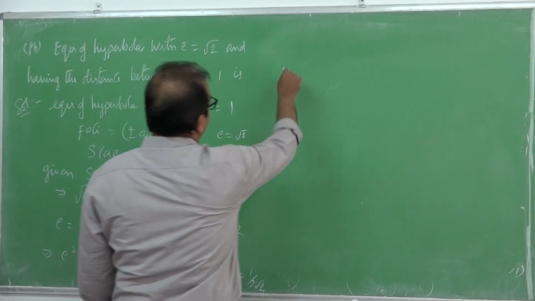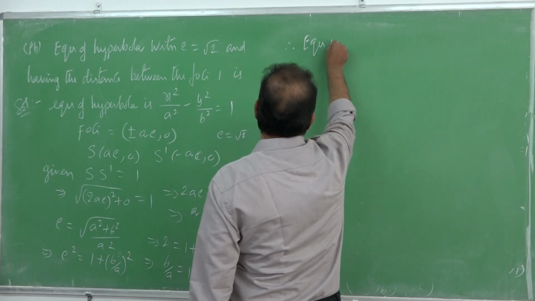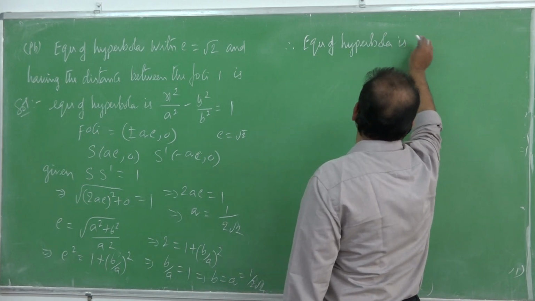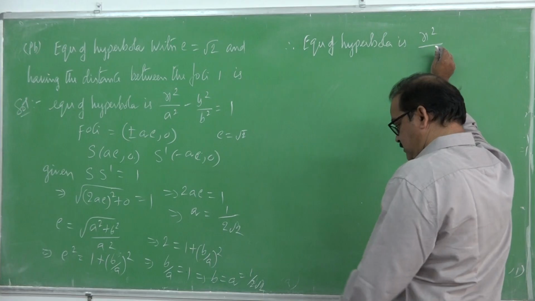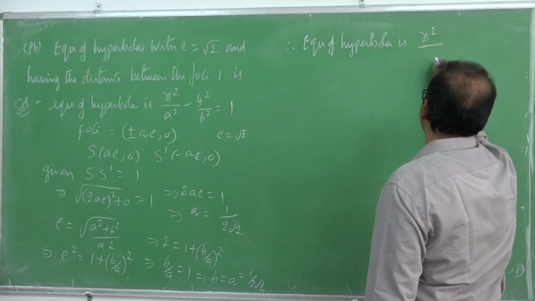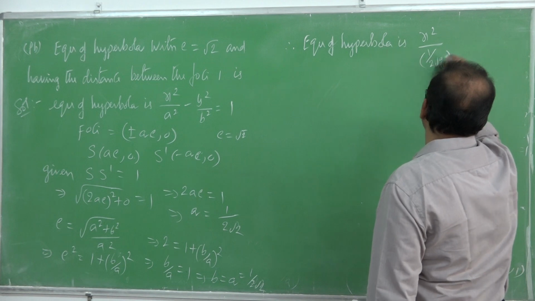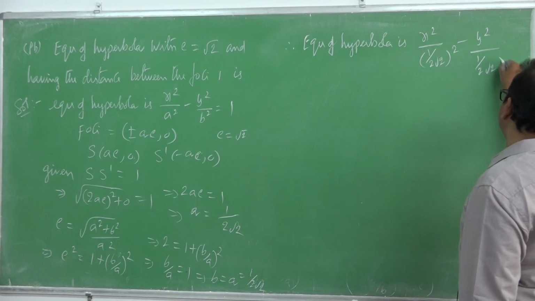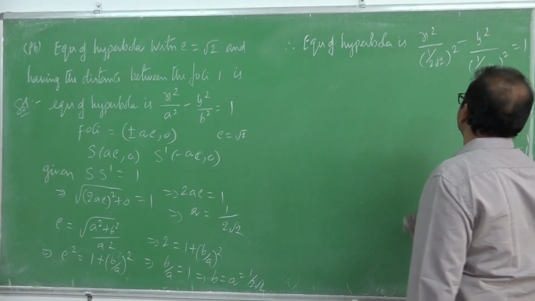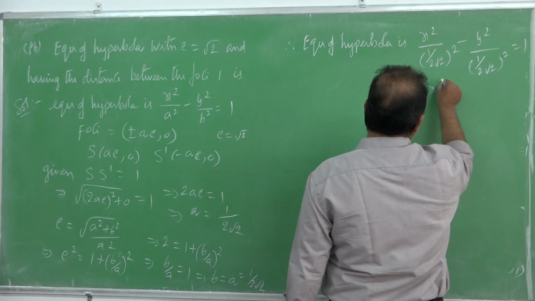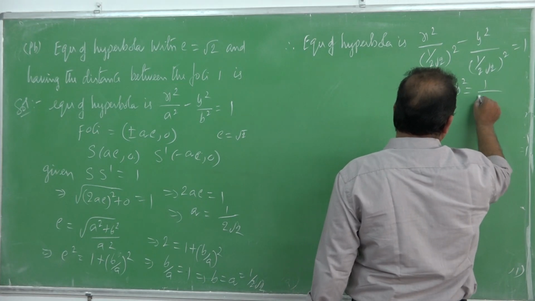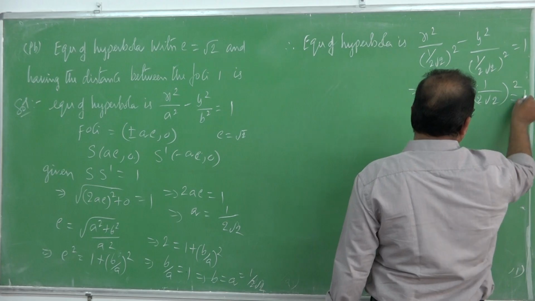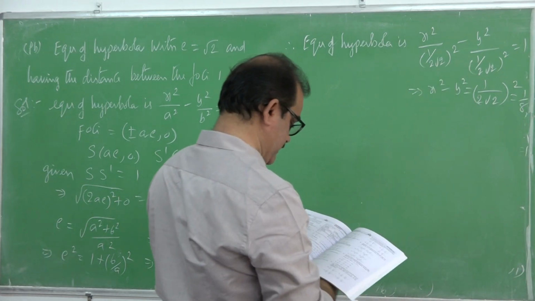Therefore, equation of hyperbola is x square by a square, what is a square, a value is 1 by 2 root 2 whole square, minus y square by b square, 1 by 2 root 2 whole square, is equal to 1. This term is common. On taking LCM, we get x square minus y square is equal to 1 by 2 root 2 whole square, that is 1 by 8.